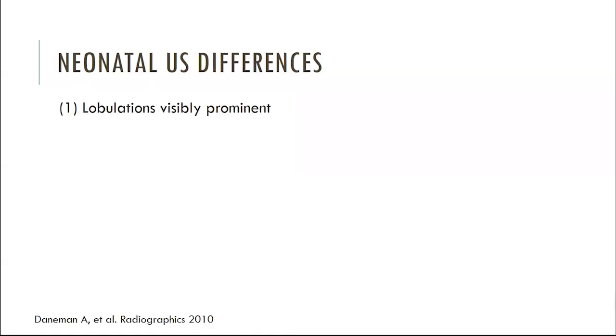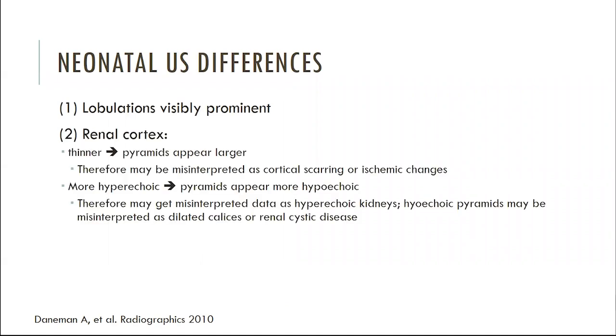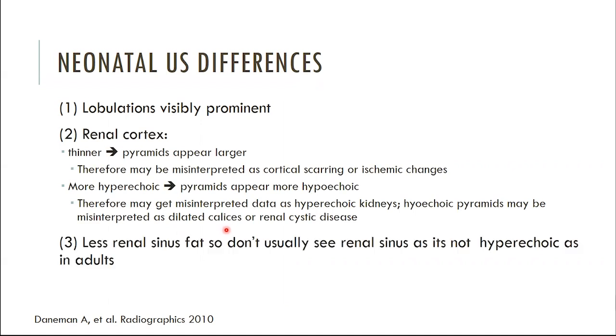All right, and so some of those neonatal differences. So the lobulations are really prominent. Because the kidney hasn't matured, the cortex is quite thin. And so the renal pyramids or the medulla might appear much larger and can certainly be misinterpreted either as scarring or as hydronephrosis, as dilated calyces, because those pyramids sometimes look really dark in a normal neonate kidney. And then that renal sinus fat that would be really helpful when you're looking for particularly the transverse view in an older child is typically not present yet in the neonates.